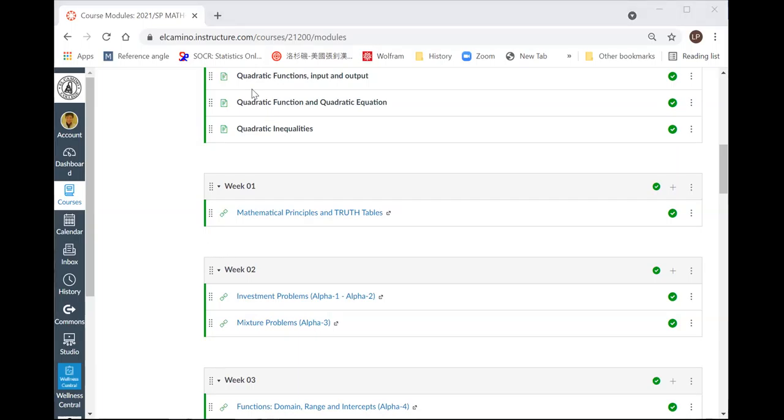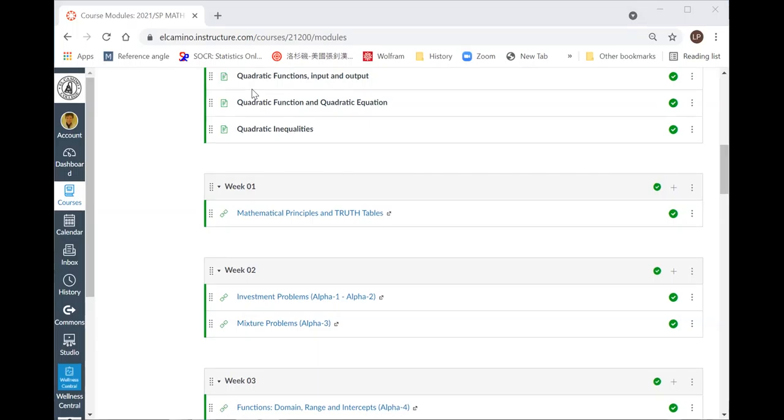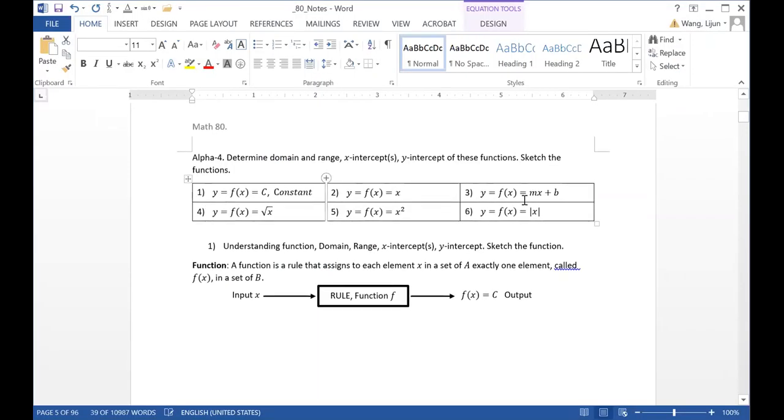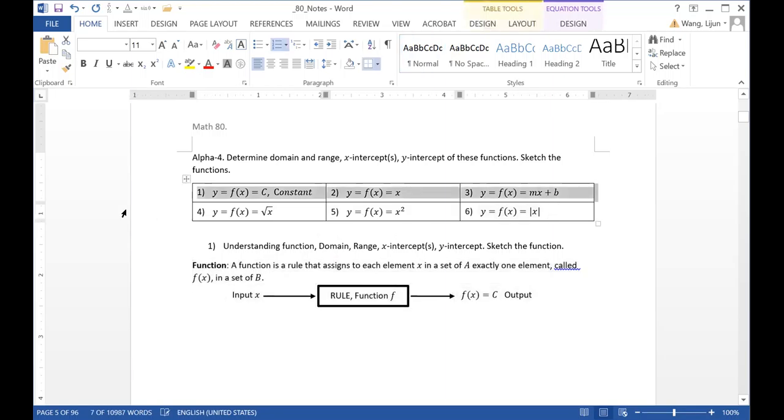So back to our notes. Then we covered these six functions. We covered their domain, range, and intercept. We talked about the concept of function, which is the definition of function repeated. And these are in your notes.